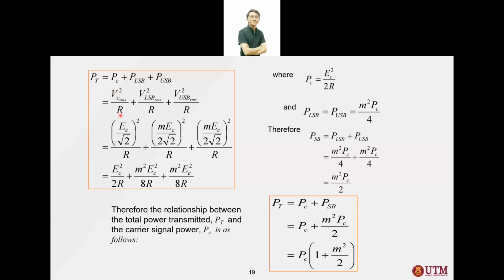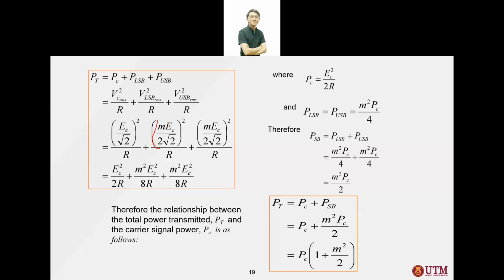So VRMS, we expand it, equals EC over square root of 2. This one is the maximum value of the EC. Let's say 10 cos omega C, so it's 10 here, 10 over square root of 2. Similarly, for the sideband, the amplitude is MEC over 2.